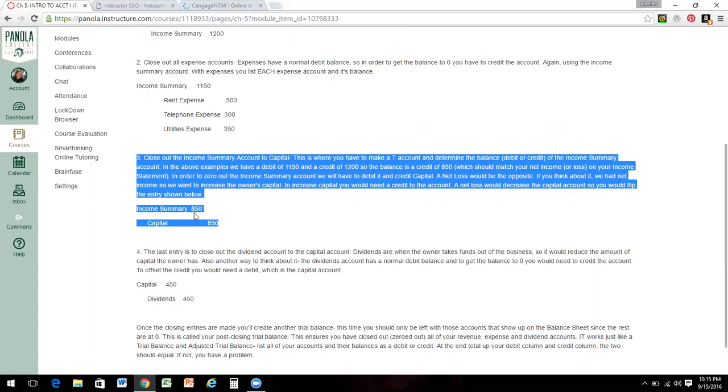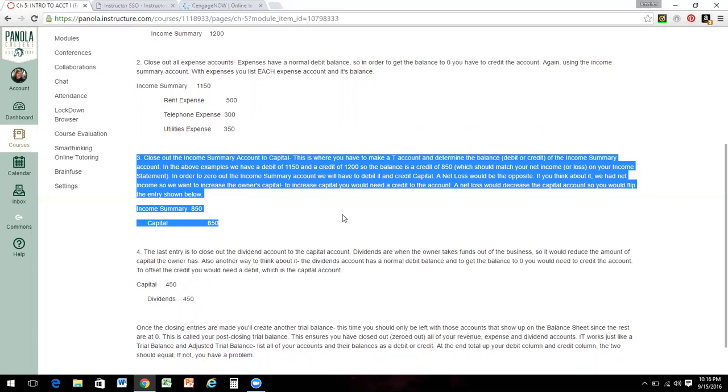And apparently I misadded my numbers when I did something. So you would debit your income summary to get rid of it, and you would credit capital. Oh, 1,200 minus 1,150 is 50. Was I thinking straight? No, it's not. Anyway, the whole point of it is income summary is debited, your capital account is credited.